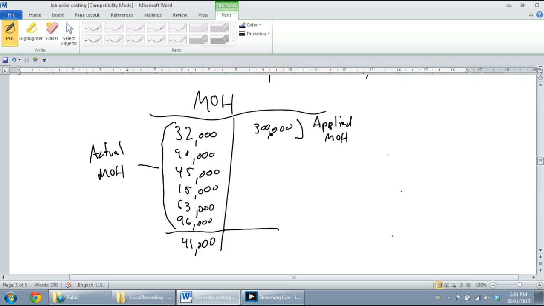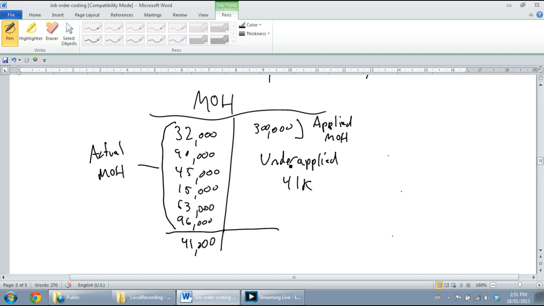So our overhead we guessed was 300. The actual overhead was 341. Was our guess too high or too low? Well, the answer was too low. We didn't guess high enough. Our overhead is under applied. And how much is it under applied by? Well, 41K. We're under applied by $41,000.